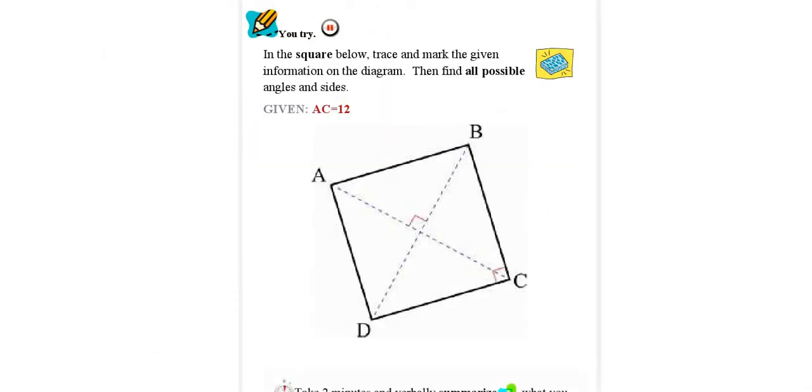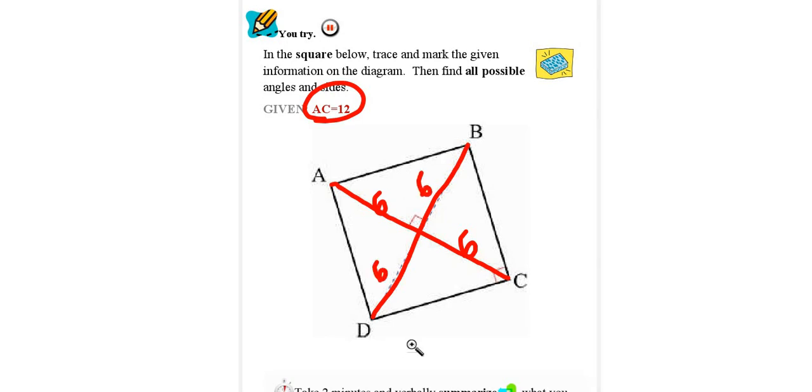In the square below, the only thing you've been given is the fact that AC is 12. I want you to find everything possible. Pause the video, do your own work, and then restart. Let's see what you came up with. Because that is a midpoint, we know that's 6 and 6. Diagonals are the same length. This is also 6 and 6.